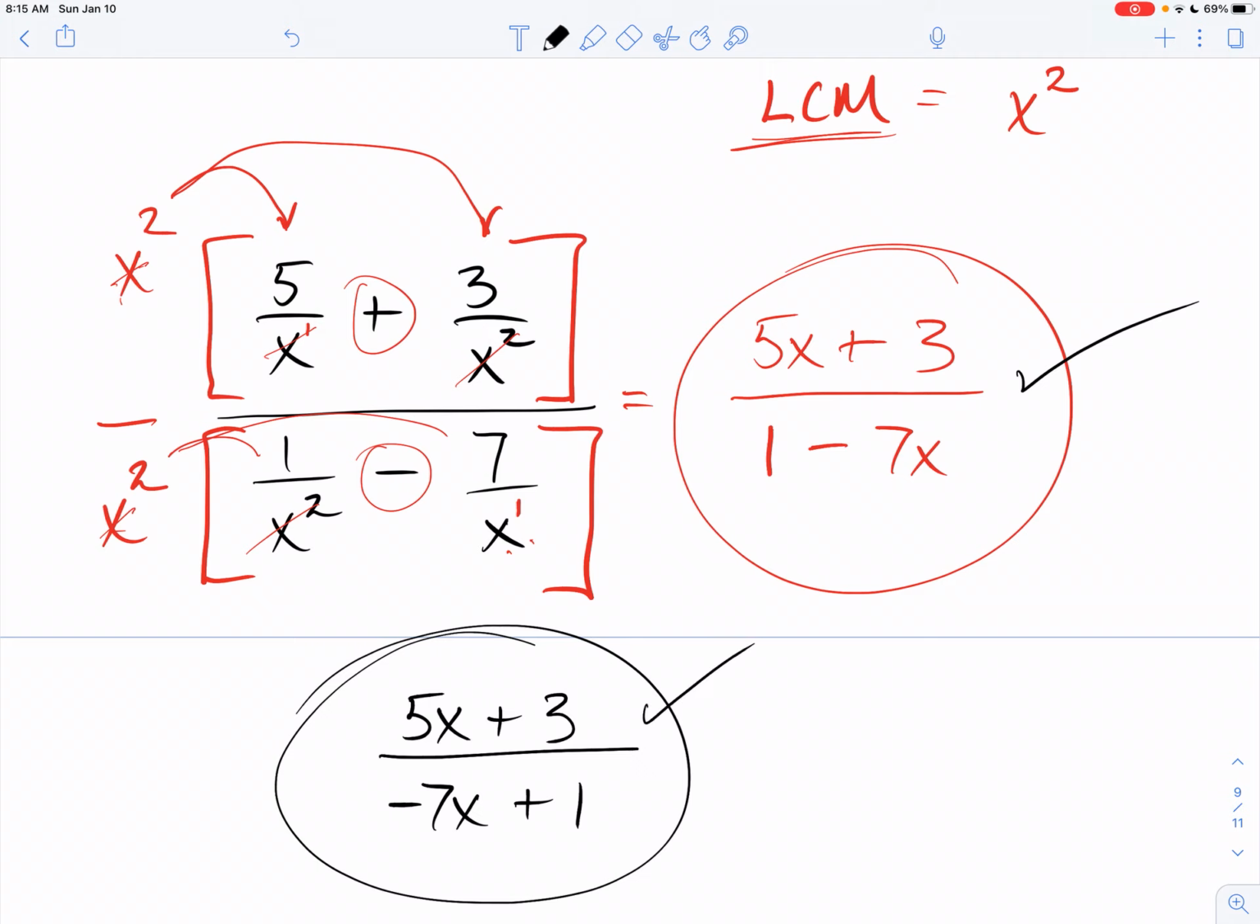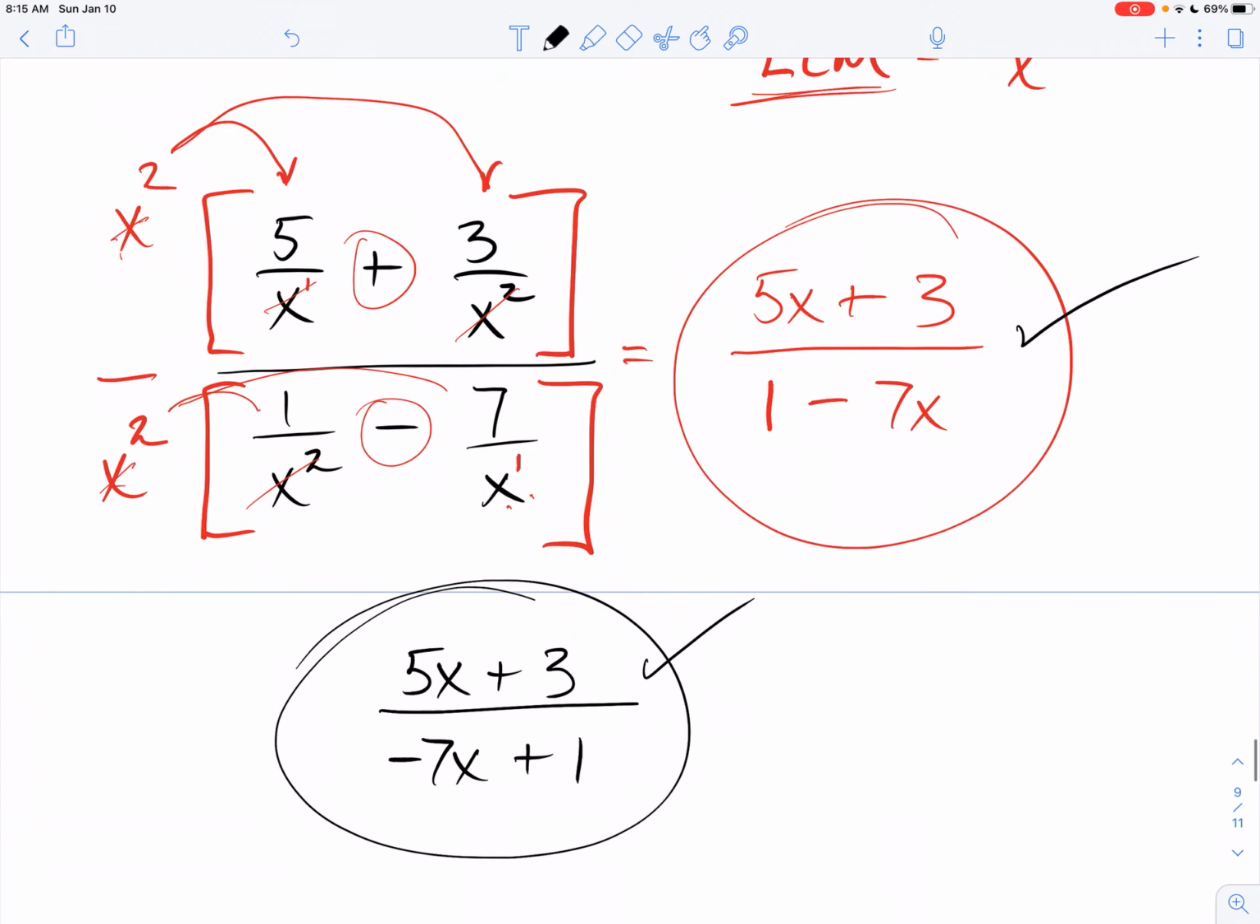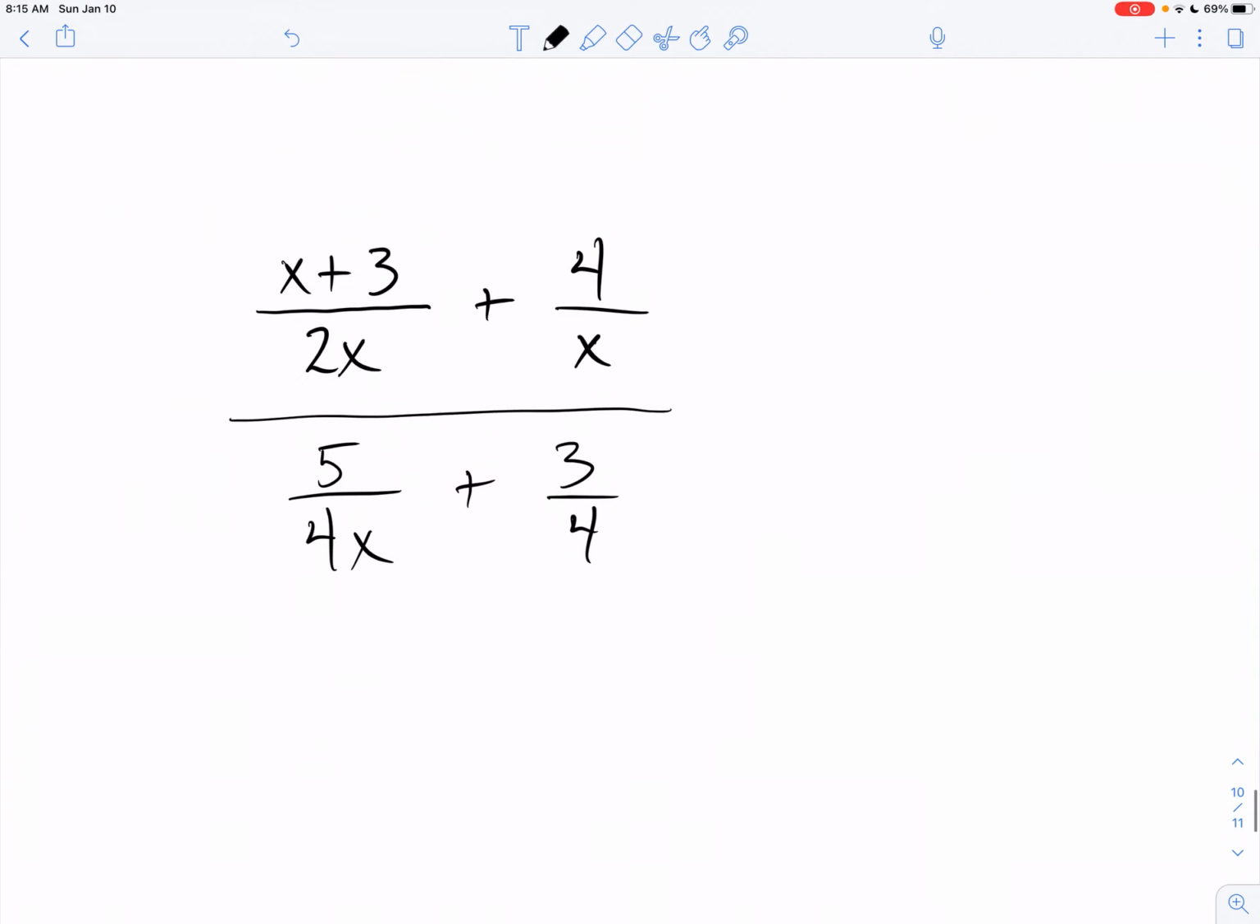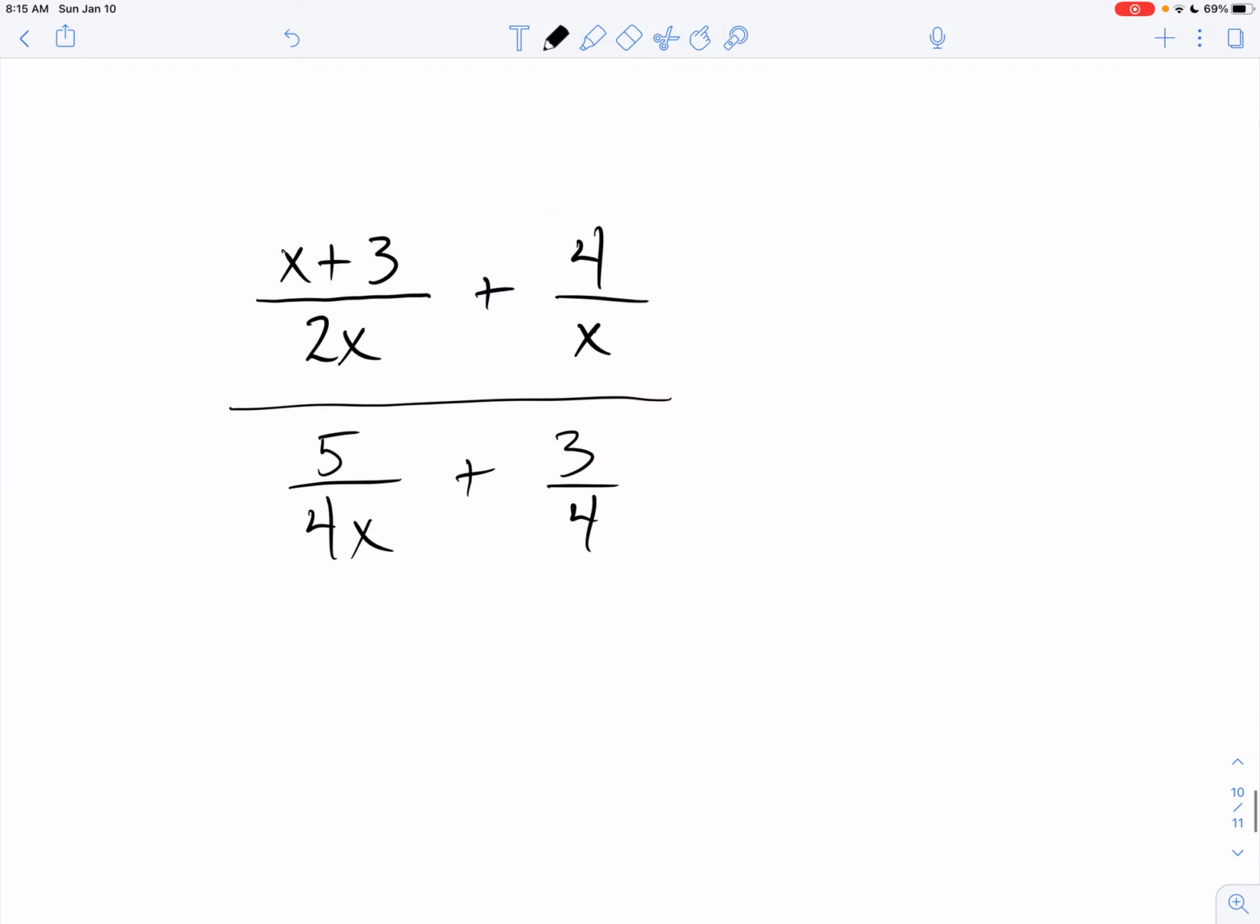So you might go, why is my answer backwards? Well, because I'm being polite. Letters are cooler than numbers. Okay, that's the rule. So if you go through the practice problems now, you're going to see one like this. And this is my last example. Because this one, well, I got a 2x, I got an x, I got a 4x, I got a 4.